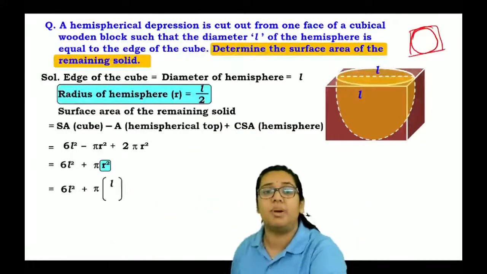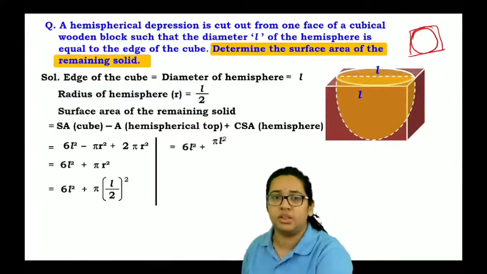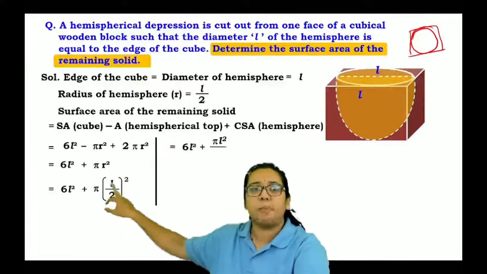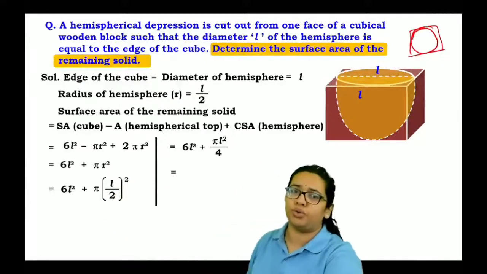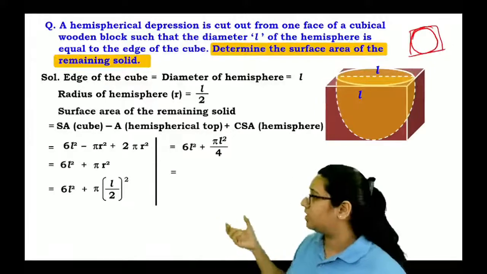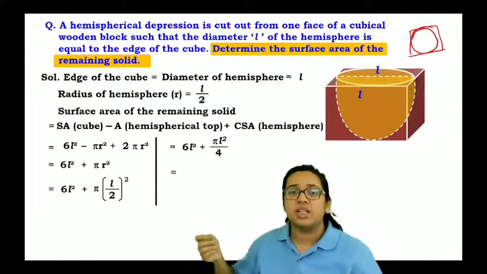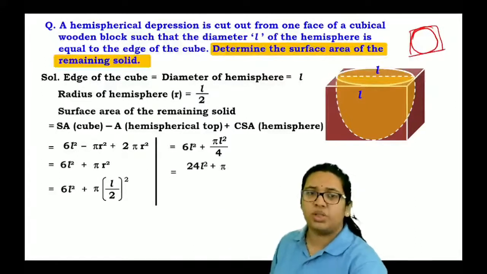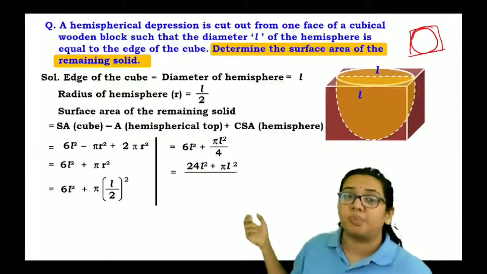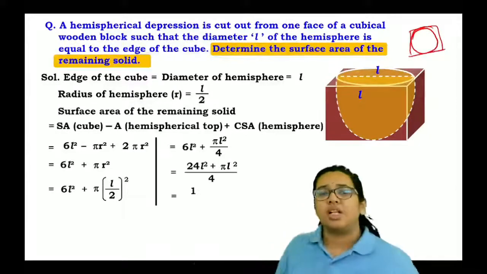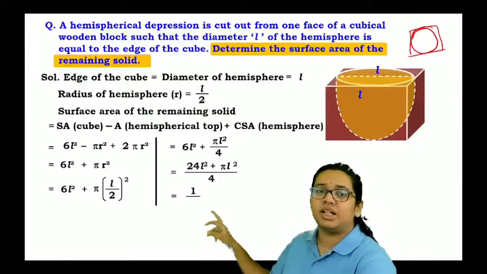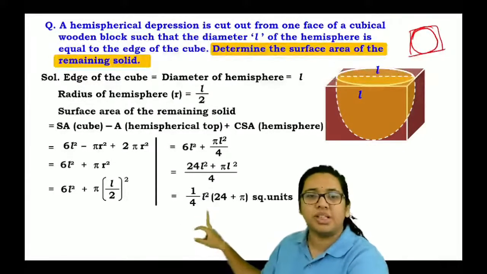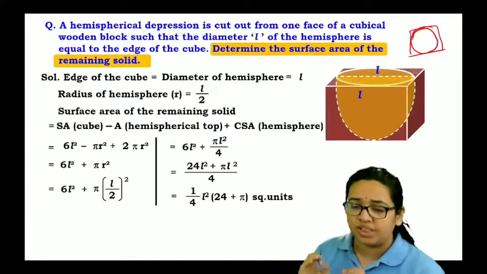So you will get L by 2 whole bracket square. If you simplify this, 6 times L square plus pi times L square upon 4. Whenever we have addition of two fractions, first of all the denominator must be the same. So it will be 24L square plus pi L square upon 4. For the last step, you can take common factors out, so it can be written as 1 upon 4 times L square times 24 plus pi square units.